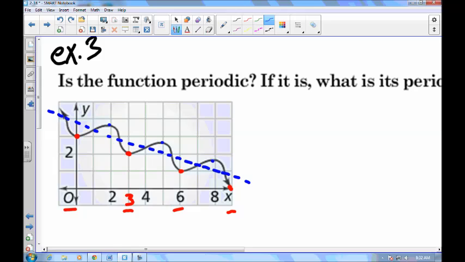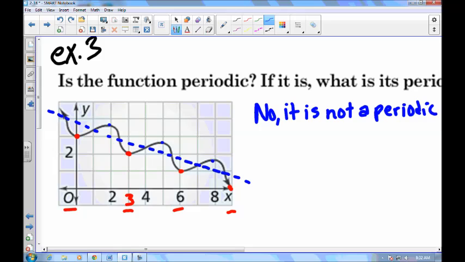So the answer to this is no, it's not a periodic function. You can explain it in 2 different ways. You can say the y values do not repeat, or the midline is not horizontal. I'm going to do midline.